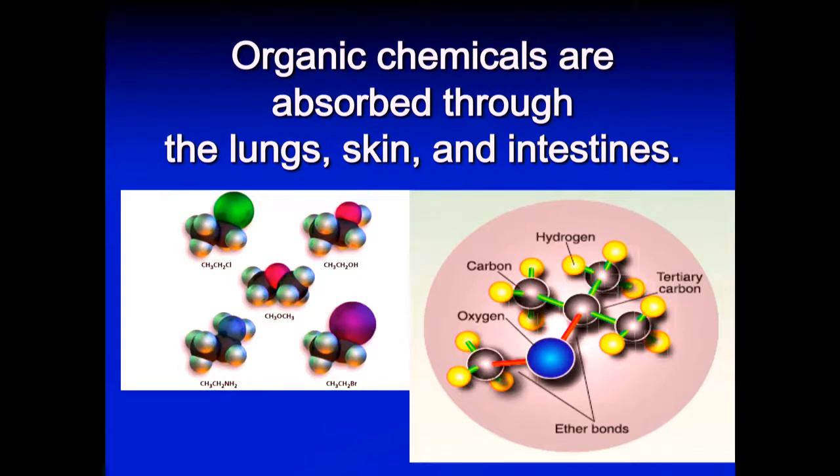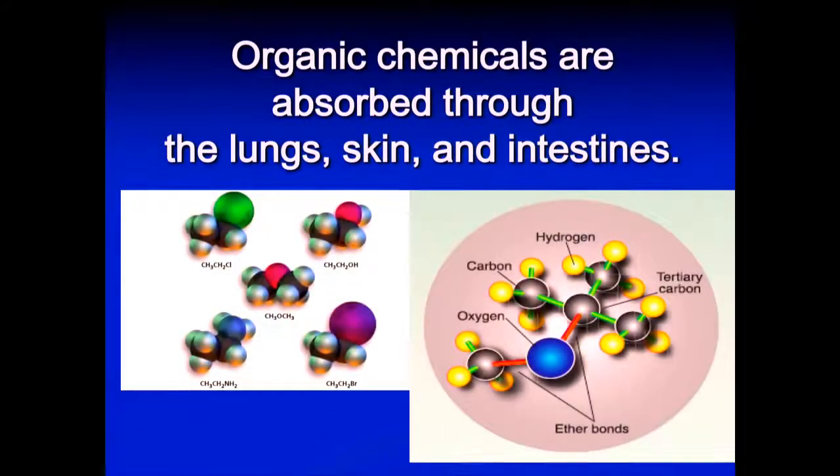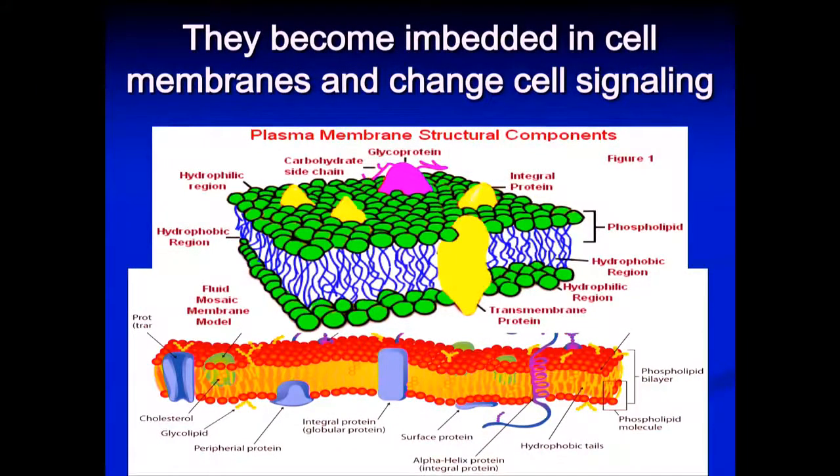Organic chemicals, fragrances, any organic chemical is uncharged, it's fat soluble, it's absorbed through the lungs, the skin, and the intestines. You take in a food that has been treated with pesticides, and that organic chemical comes in and is absorbed through your intestines. You go down the detergent aisle in the grocery store, and that smell that you have, the fragrances from the soap, that's absorbed through your sinuses and your lungs, okay? So they're absorbed. How do they alter patient health? They become embedded in the cell membranes and they change cell signaling.